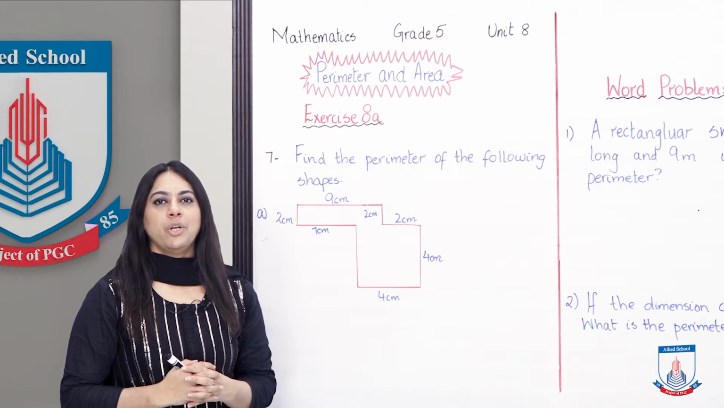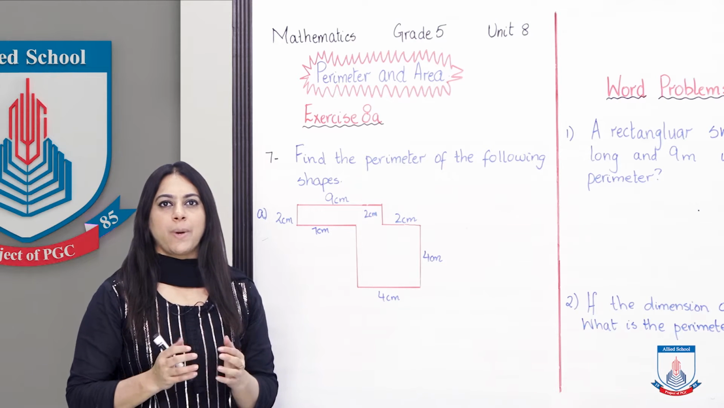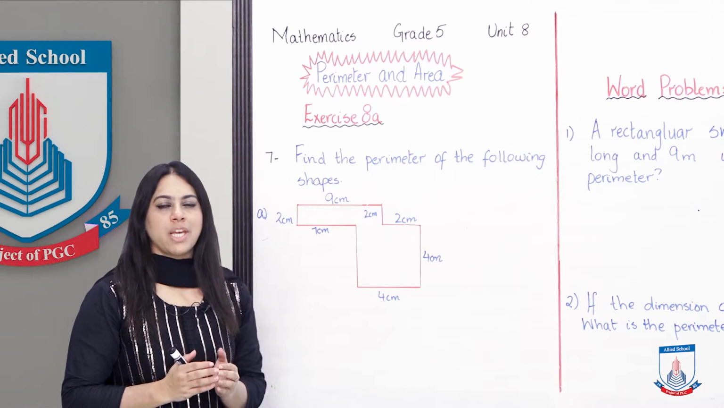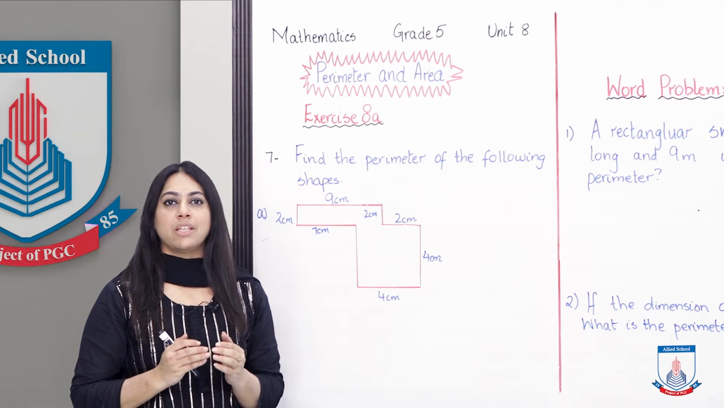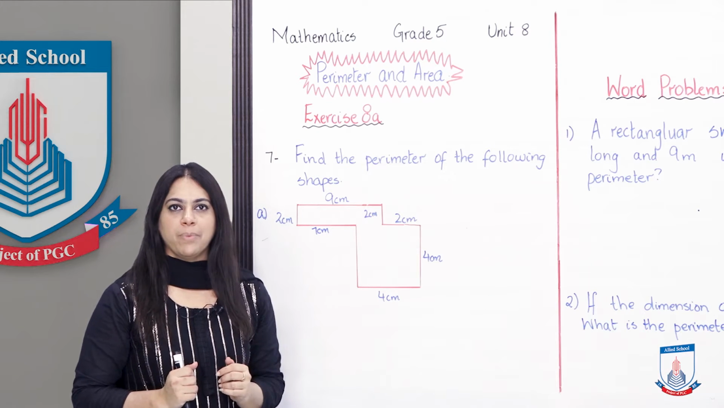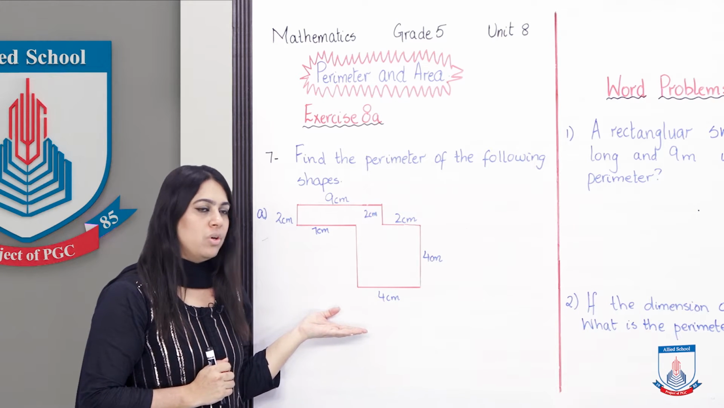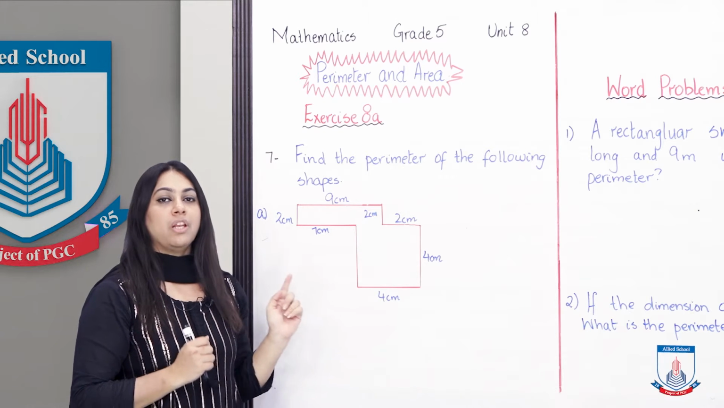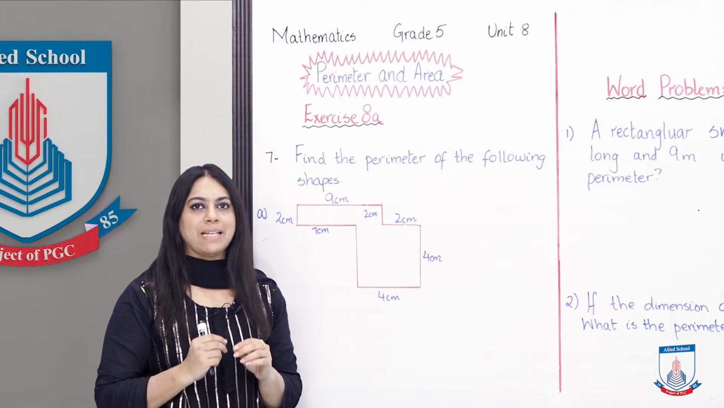So students, we were doing exercise 8A related to perimeter and area, and we have question number 7. Find the perimeter of the following shape. Before starting, we should recall what perimeter is. Perimeter is actually the outer boundary of any shape. Now you can see in part A there is a shape given to you and the measurements of the outer boundary are given. With the help of these measurements we are going to find the perimeter.